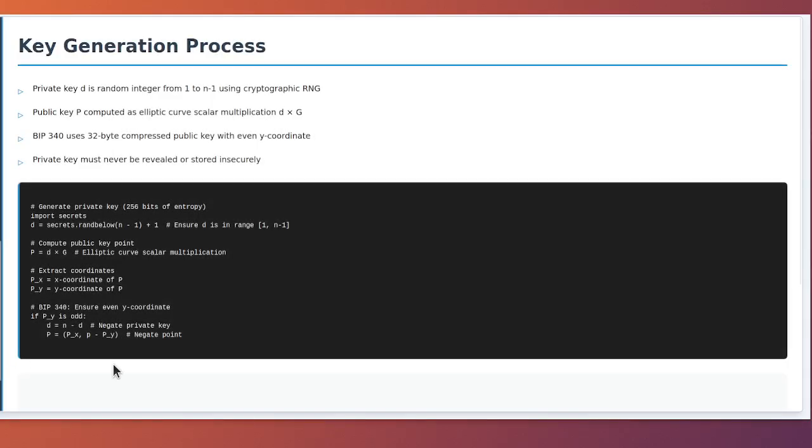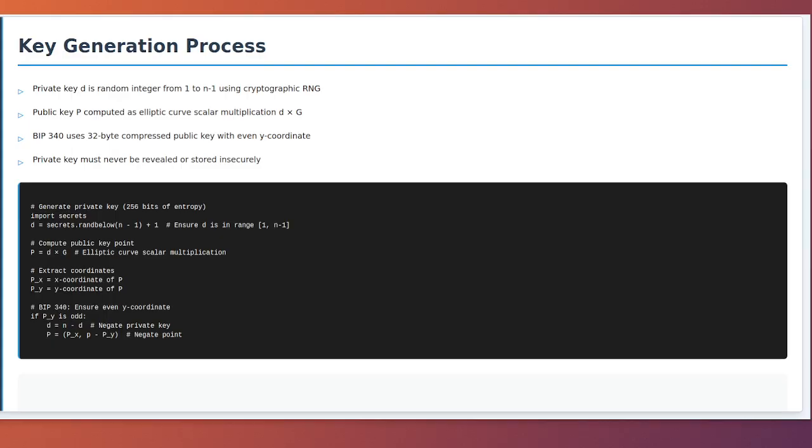Key generation process. The key generation process for Schnorr signatures is straightforward, but must be implemented with extreme care regarding the source of randomness. The private key D is simply a random integer selected uniformly from the range of 1 to n-1, where n is the order of the generator point. This means we need approximately 256 bits of cryptographic quality random data. The randomness source is absolutely critical because if an attacker can predict or influence the private key generation, they can forge signatures or steal funds.